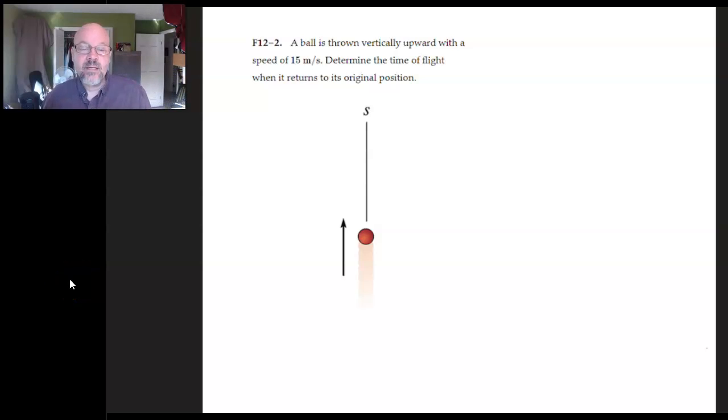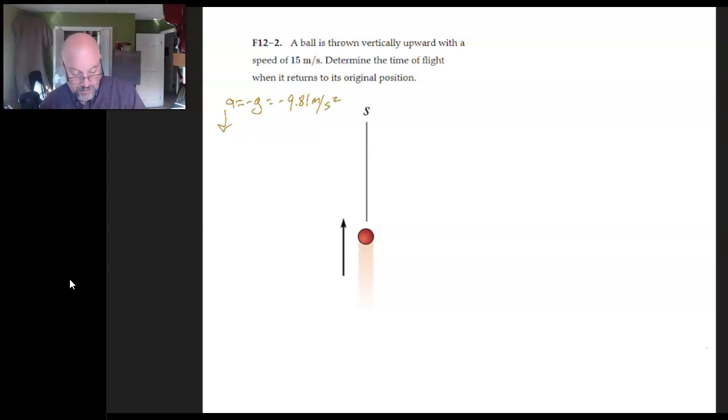Okay, so this is what we call a free fall problem. It's an object moving only under the influence of gravity. In that situation here, the ball's thrown up. It has an acceleration, and the acceleration is downward. We know that acceleration is going to be equal to minus g, so it's going to be 9.81 meters per second squared.